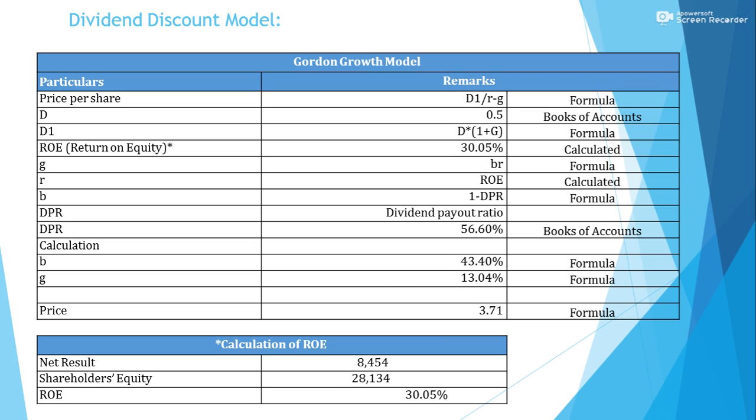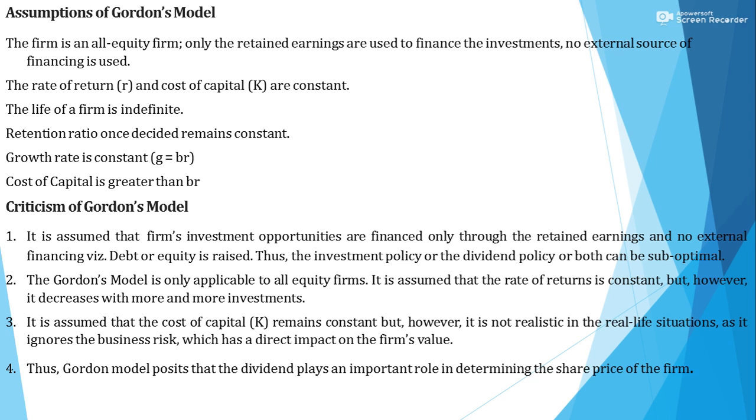Let's move forward with the dividend discount model. There are various models in which we can calculate dividend discount. There are the Miller model, the Walter model, and the Gordon model. I have used the Gordon model. The Gordon model suggests that the market price of the share is the present value of future dividends.